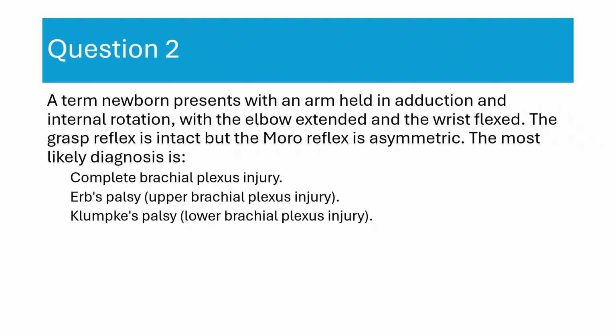This question is testing your ability to identify the specific type of brachial plexus injury based on clinical presentation. Erb's palsy is correct because the classic waiter's tip position, arm adducted and internally rotated, elbow extended, wrist flexed, with intact grasp reflex and asymmetric Moro reflex is pathognomonic for upper brachial plexus, C5-C6 injury. Complete brachial plexus injury is incorrect because grasp would be affected. Klumpke's palsy is incorrect because it primarily affects the hand and wrist with normal shoulder function, presenting with absent grasp reflex, but normal shoulder positioning.